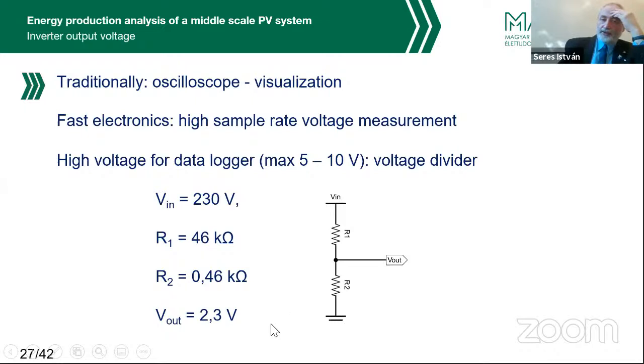So we were taking this unit, connecting the grid voltage to the serial connection of these two units, and measuring just the voltage of R2. If we use this 46 kilo ohm, then 0.46 kilo ohm, high resistances had to be used to avoid high currents. Then it's roughly 1 to 100, so the voltage ratio is 1 to 100 as well. In this way, we could measure the voltage as a time function.